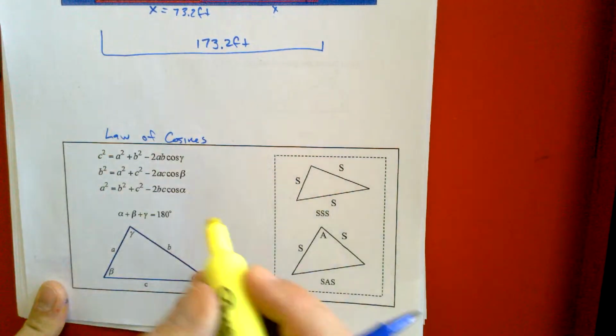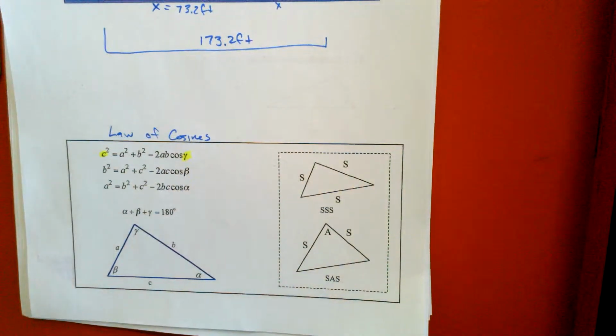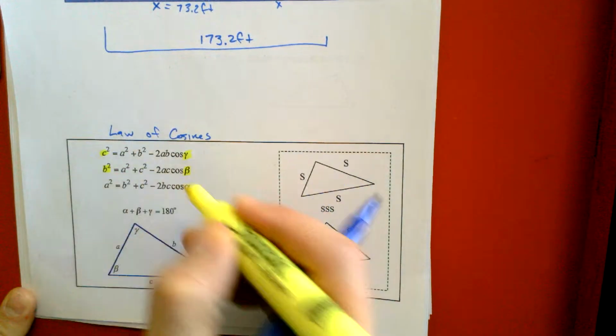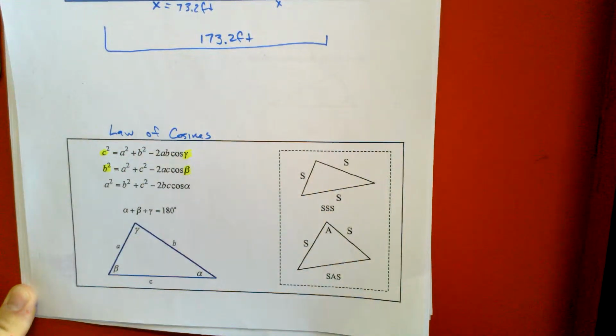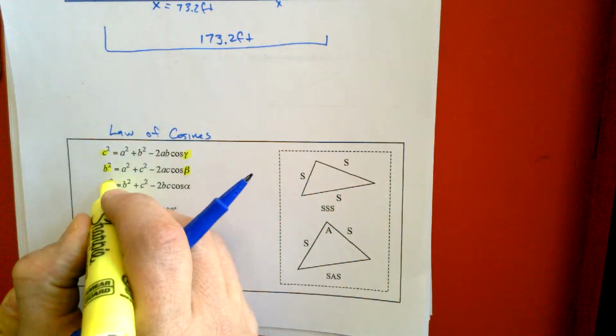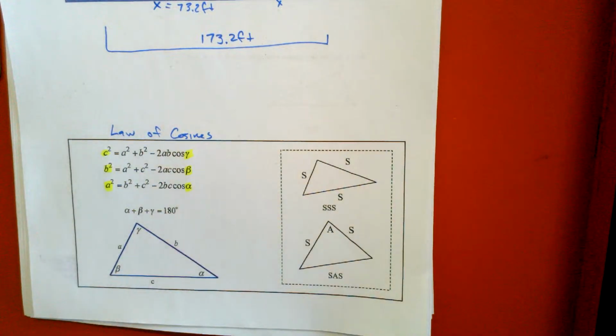The thing I like to look at is the bookends. The ones on the ends are the side and angle that are across from each other. Little c is across from gamma, or big C. Little b is across from big B, or beta. And little a is across from big A, or alpha.